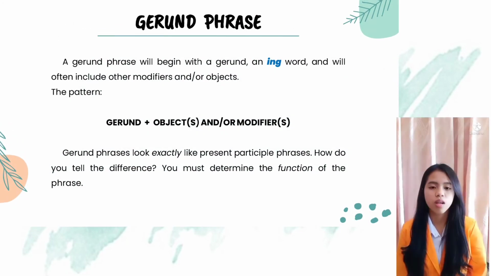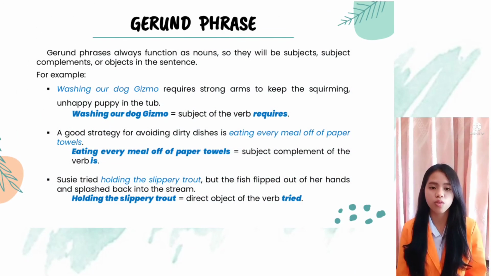Gerund phrase. A gerund phrase will begin with a gerund, an -ing word, and will often include other modifiers and/or objects. The pattern: gerund plus object(s) and/or modifier(s). A gerund phrase looks exactly like a participle phrase. How do you tell the difference? We must determine the function of the phrase. A gerund phrase always functions as a noun, so it will be the subject, subject complement, or object in the sentence.